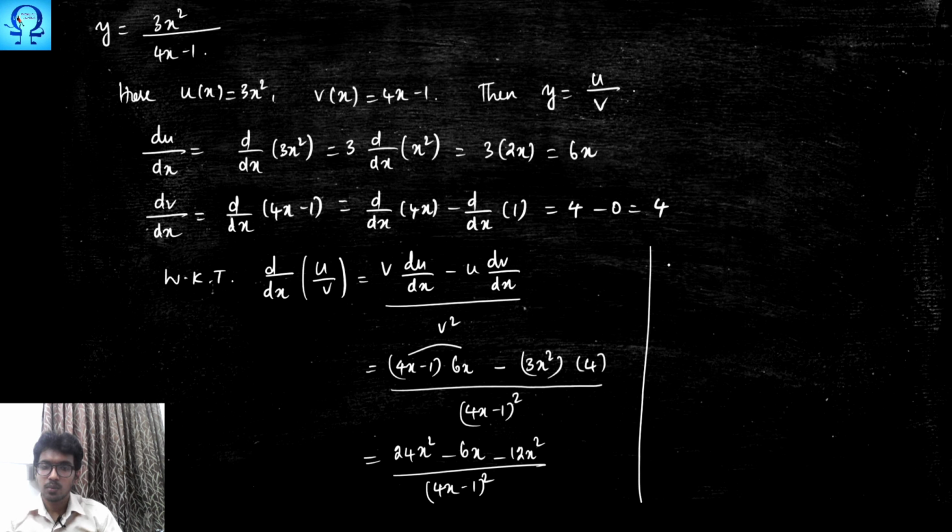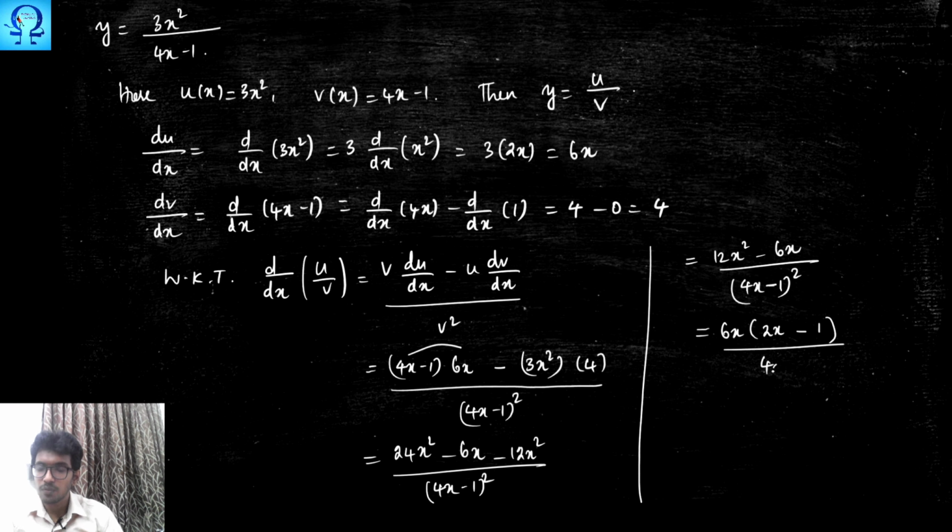Okay, and what is going to happen here? So 24x square minus 12x square is simply 12x squared minus 6x upon 4x minus 1 whole square. If you wish to take any common terms here, you may take 6x outside. When you take 6x from this, you will be left with only 2x, because 6 times of 2 is 12 and x times of x is x squared. So you get 2x minus 1 here, because we have taken all the 6x outside, upon 4x minus 1 whole square. So this is going to be the derivative of the given function.